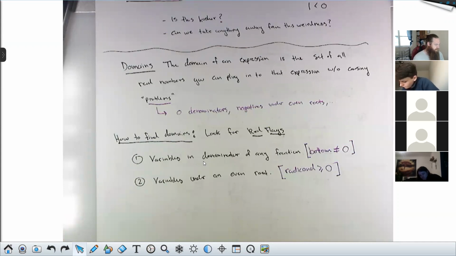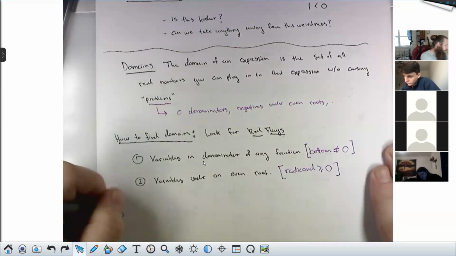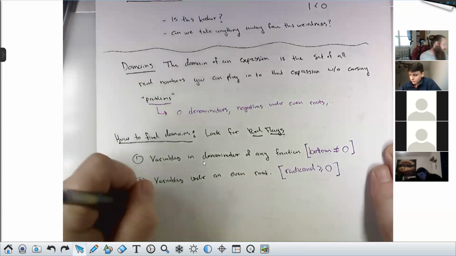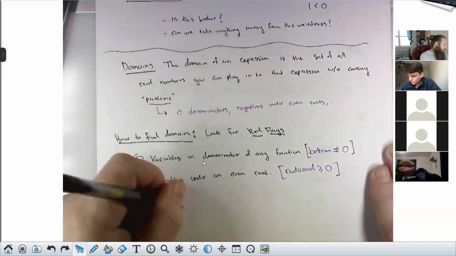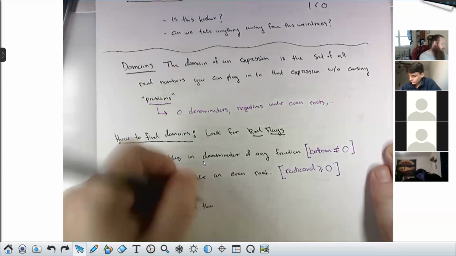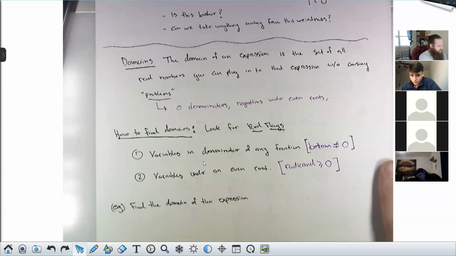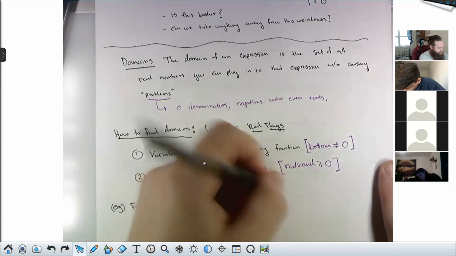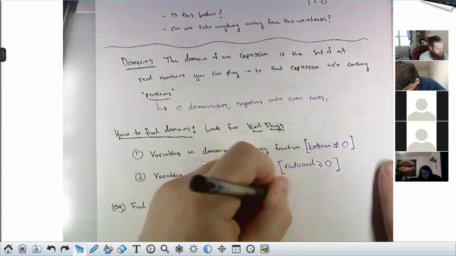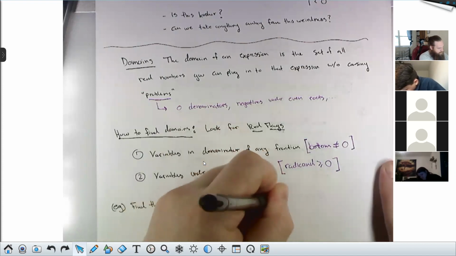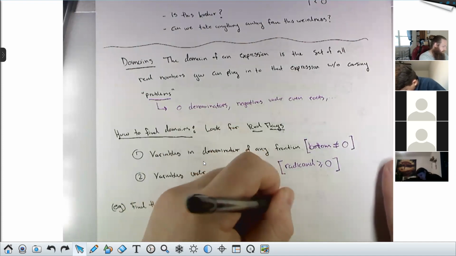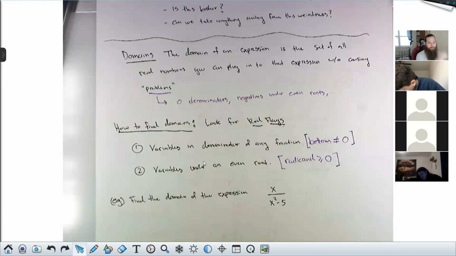So you have a few problems in your homework that are like this. I want to just look at one or two right now. So let's find the domain of the expression x over x squared minus 5. All right. What sort of red flags do I have here?